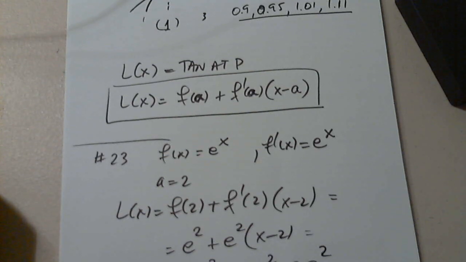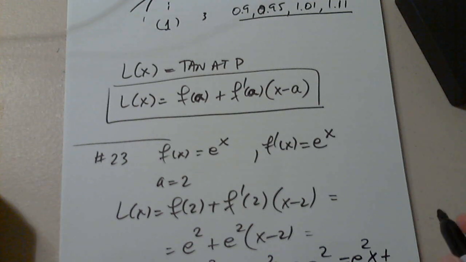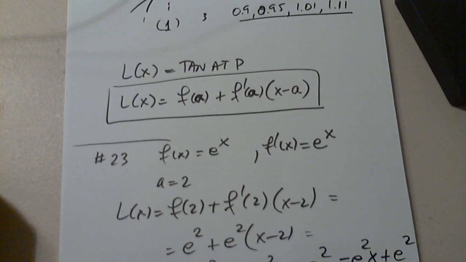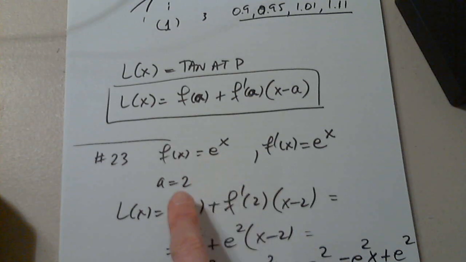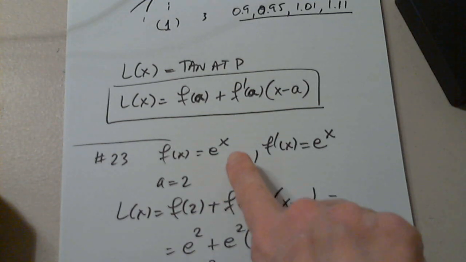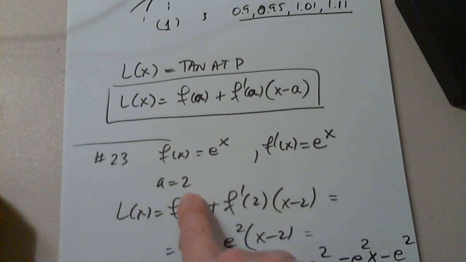And this is negative e squared. So e squared times x plus, I'm sorry, I meant to write negative, minus e squared. That's it. What does this mean? This is the line that approximates this function near 2. Very close. 1.9, 2.1, 2.2. So if you want to approximate this function at 2.01, you can use this.